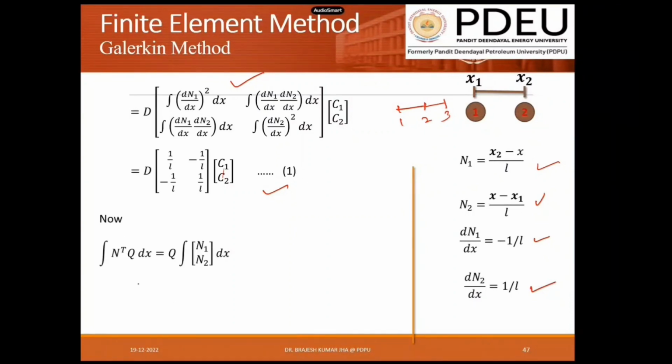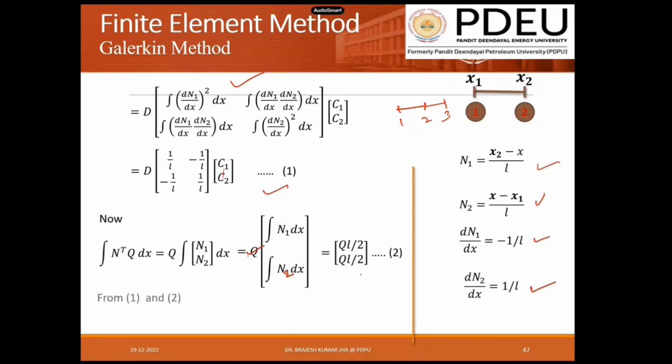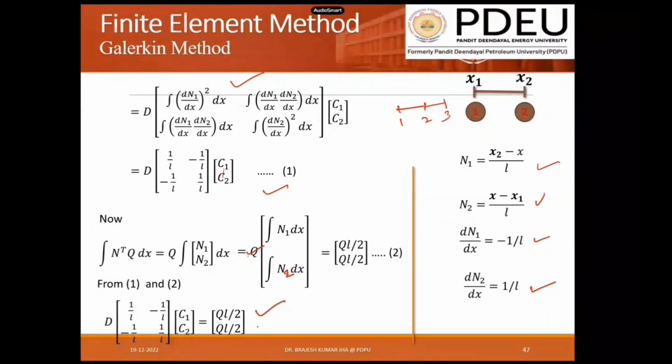Now the second part, the integration of N transpose Q dx, was left. So it is Q times the integration of N1, N2 dx. So it is Q times the integration of N1 dx and the integration of N2 dx. So it will be QL by 2, QL by 2 that we can write here. So by having 1 and 2, we get the matrix information for one element in the form of matrices.